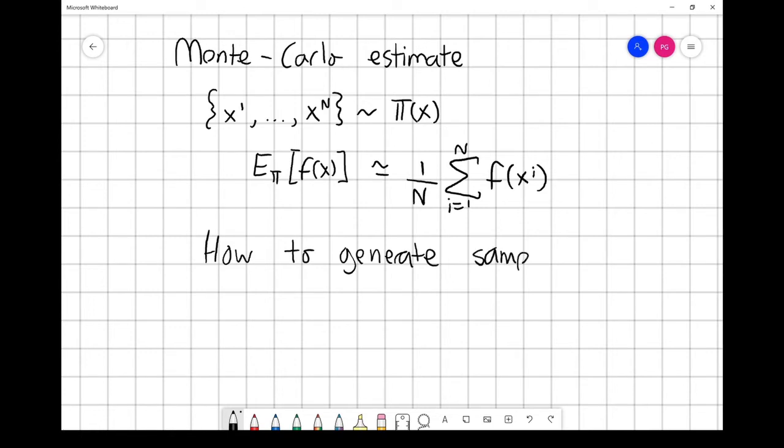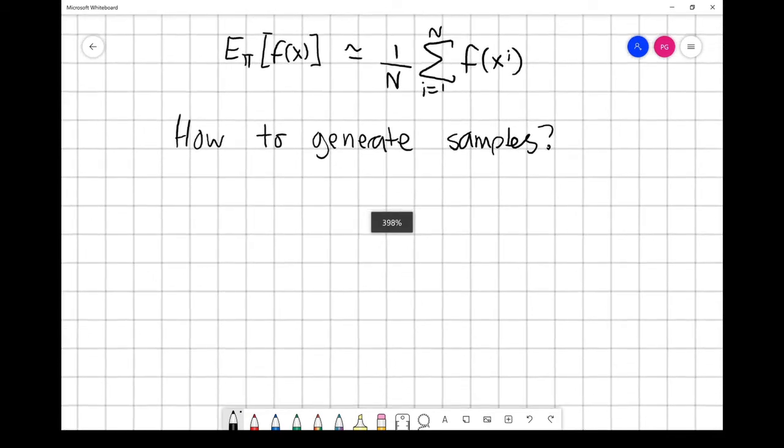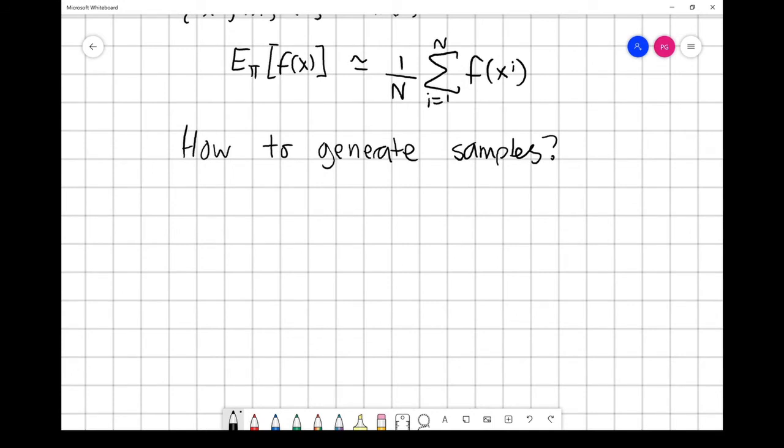In other words, how do we generate this lot? So if pi of x, if this distribution is something standard, like a Gaussian or a Poisson or something like that, then there's set ways for generating samples from them. But if it's something that's non-standard, then you'll have to turn to something else. So probably the most well-known approach to generating samples from a generic probability distribution is Markov Chain Monte Carlo.